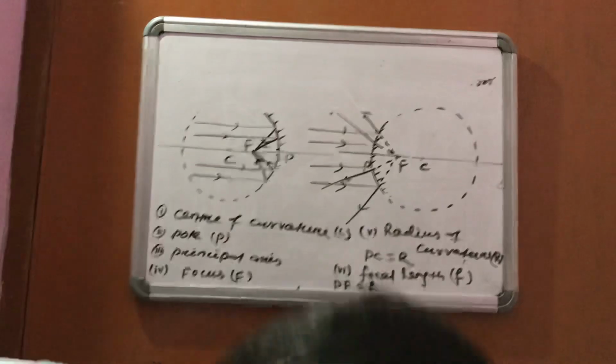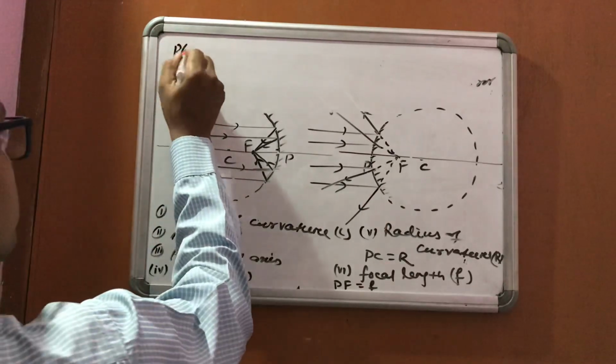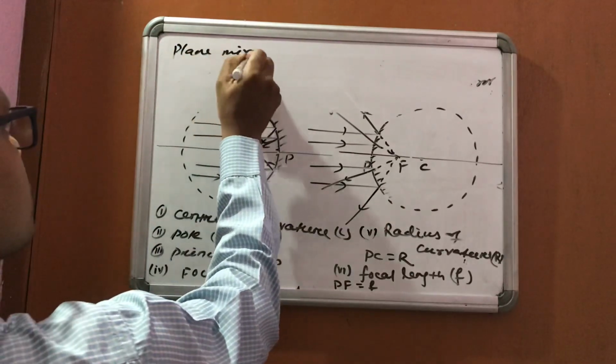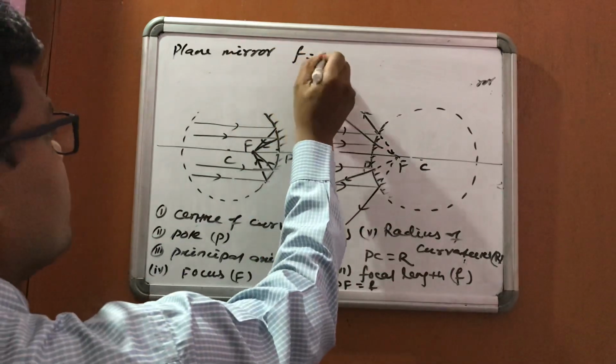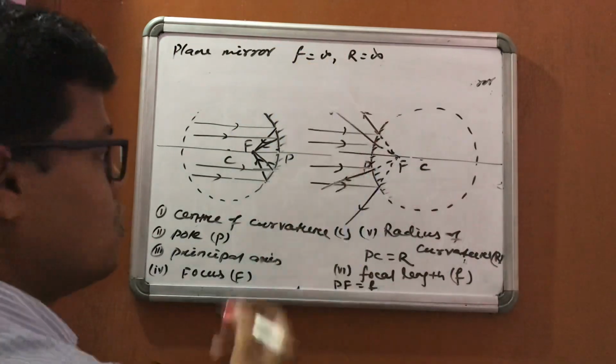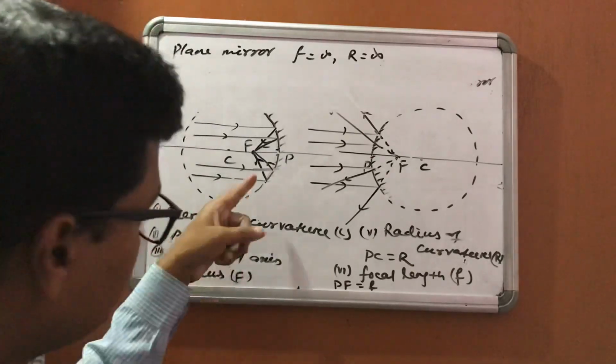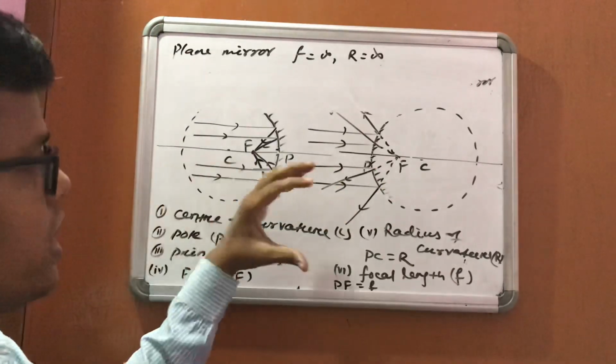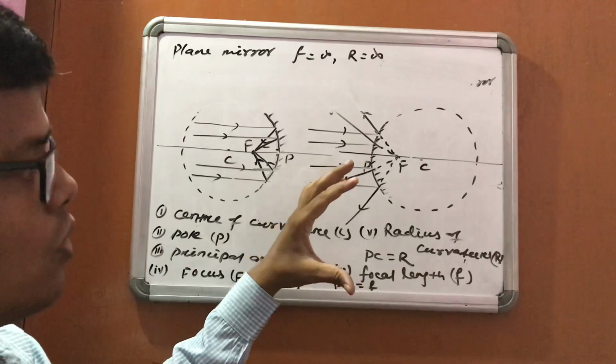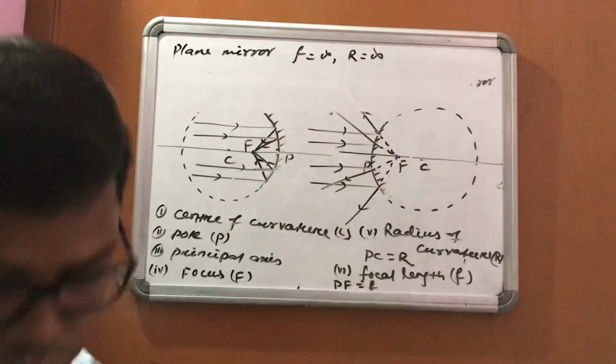In case of a plane mirror, focal length is infinity, the radius of curvature is also infinity. So let us verify this converging and diverging in case of a plane mirror, concave and convex mirror.